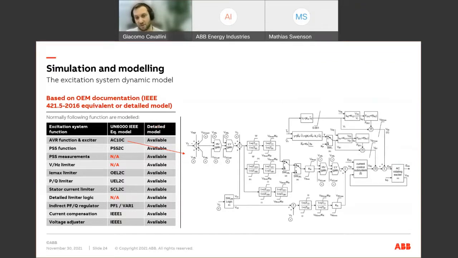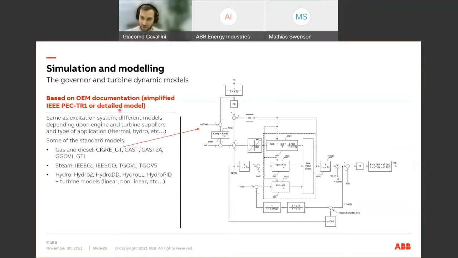And the excitation system model also includes the rotating exciter, if it is a brushless excitation system, because according to the IEEE definition, the exciter machine is part of the excitation system. So the model includes that. Similarly to the excitation system, we also have the governor part, right? And the turbine control and the turbine model.